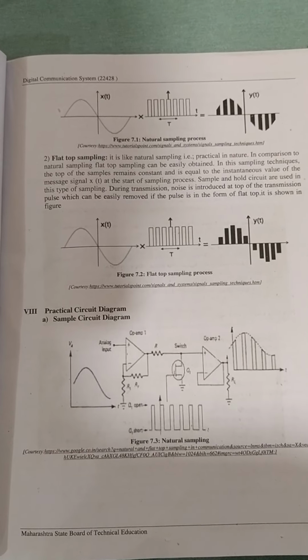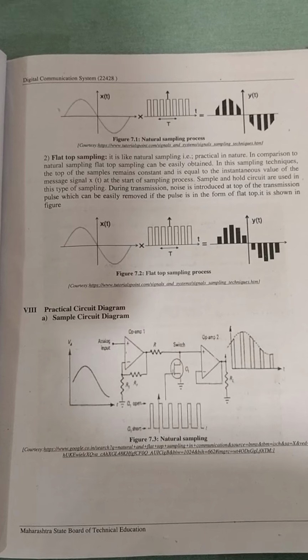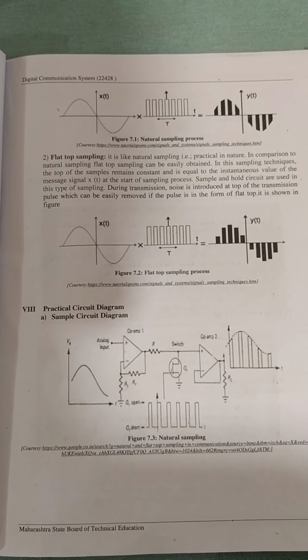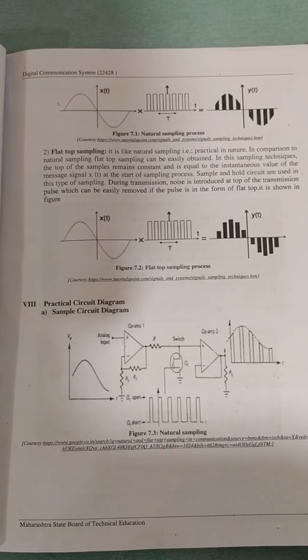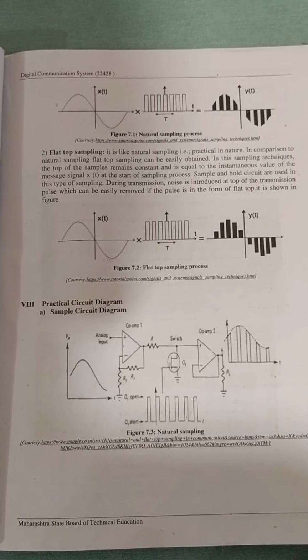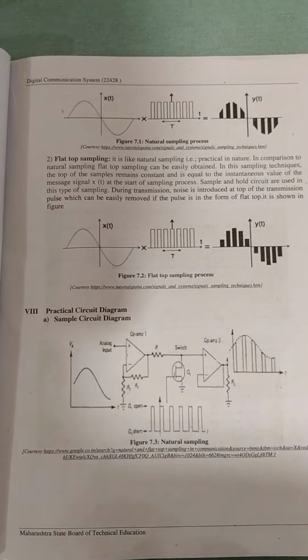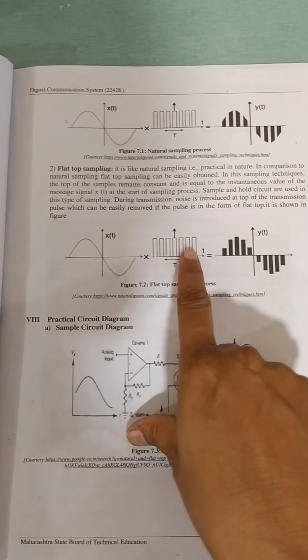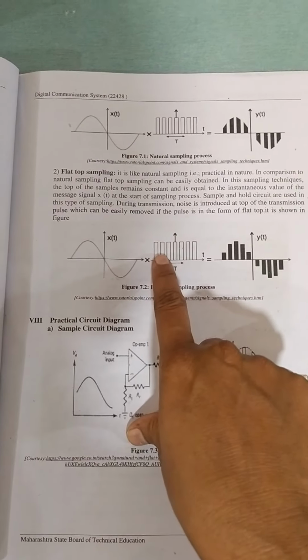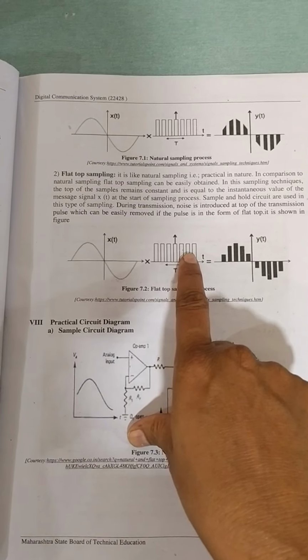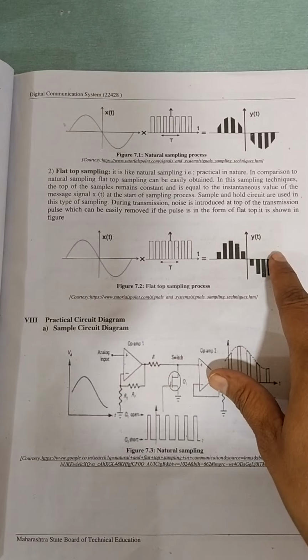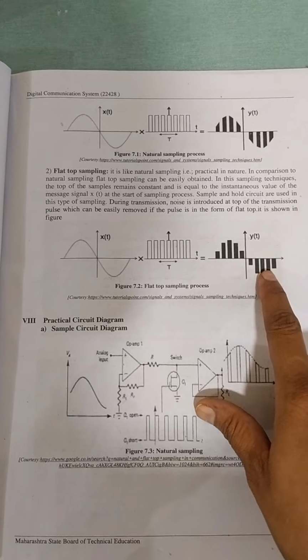During the transmission, noise is introduced at the top of transmission pulses, which can be removed if the pulse is in the form of flat top, as shown in the figure. Here this one is the modulating signal and this one is the carrier signal, which is in the form of pulses, and this one is the output of the flat top sample signal.